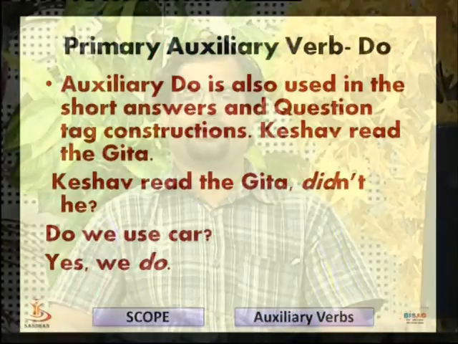The line goes like this: Keshav read the Gita. Now if I would like to add a question tag, because the verb read is in the past tense, and the subject is the third person singular form, there are no other modal auxiliaries or auxiliaries. In absence of this, I am supposed to use the form of do, and because it is past tense, I will have to use the did form. So the question tag would be didn't he.